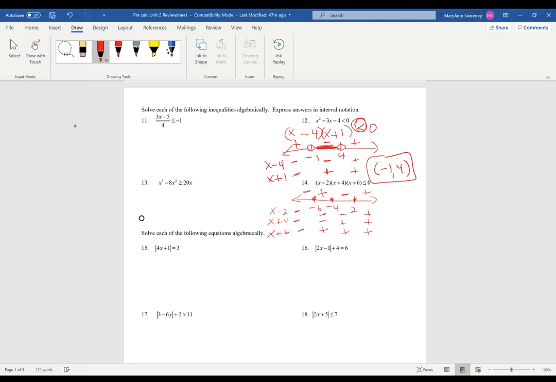Okay, now the original problem says less than or equal to 0. Less than 0 is the negatives. The equal to we already took care of with the closed circles. So my answer here is -infinity to -6, hard bracket, -4 to 2.